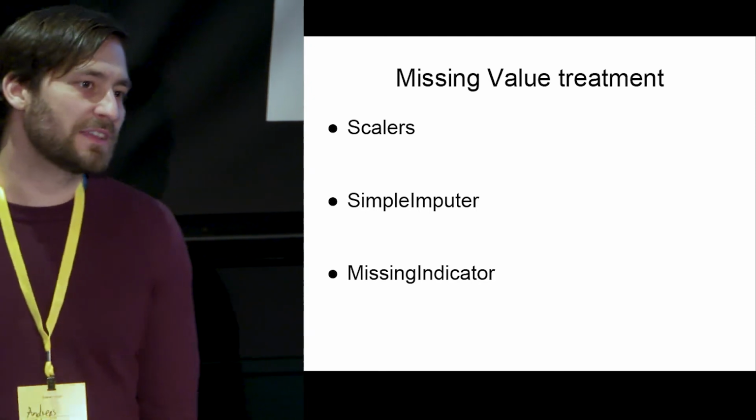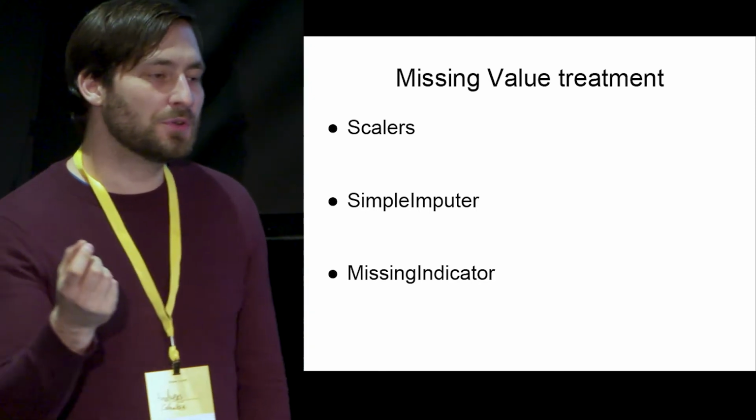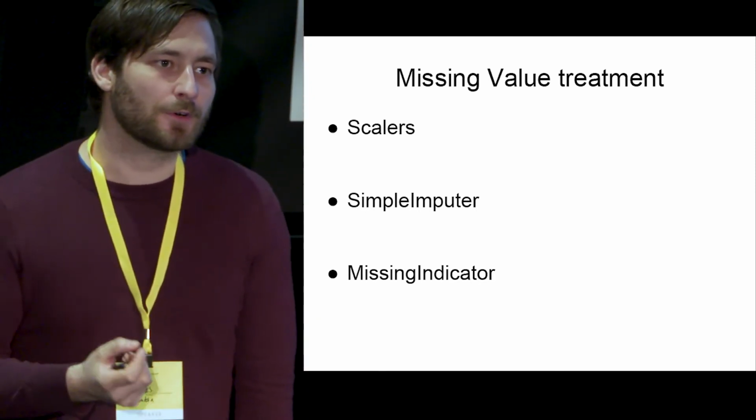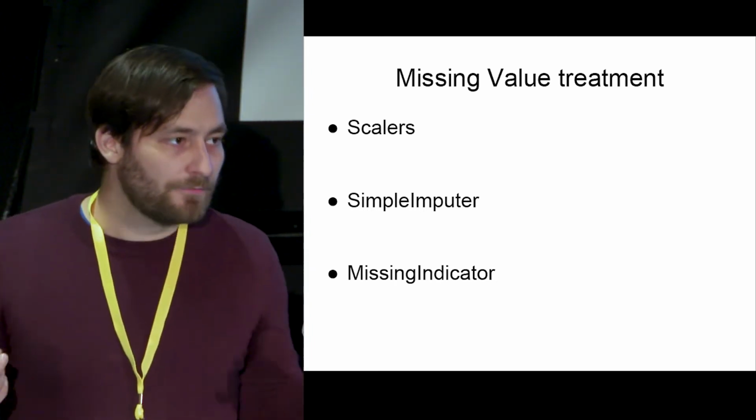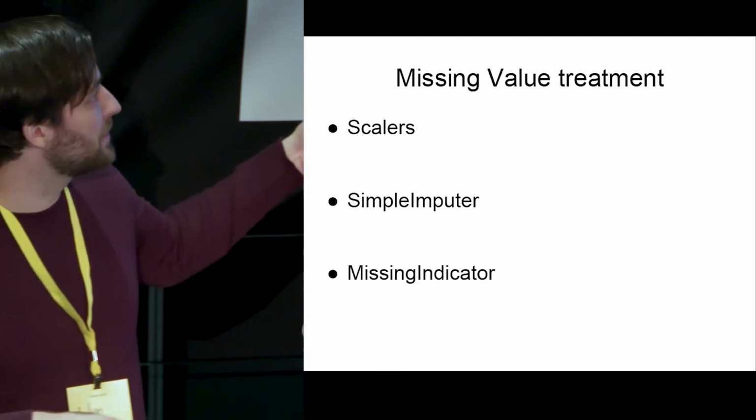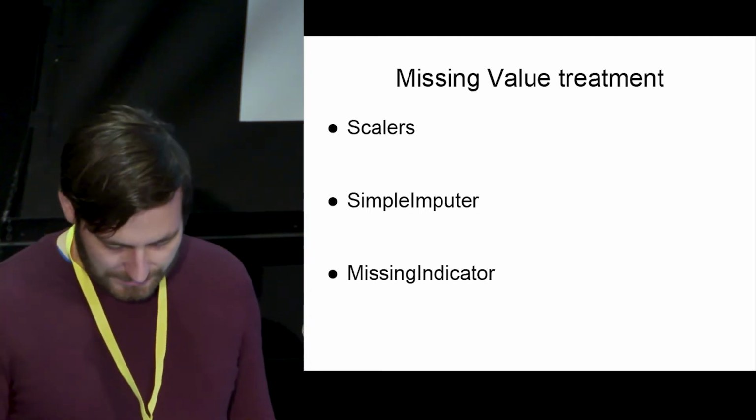Usually data is not missing at random, so if you impute a missing value, you usually want to preserve the information that something was imputed, because very often this is useful information. And so this missing indicator allows you to encode this.